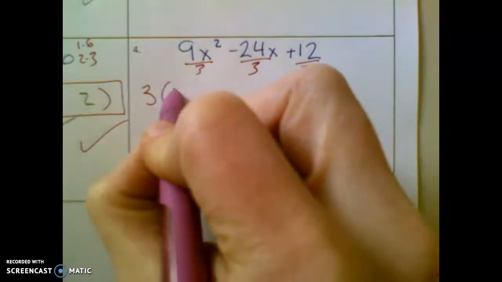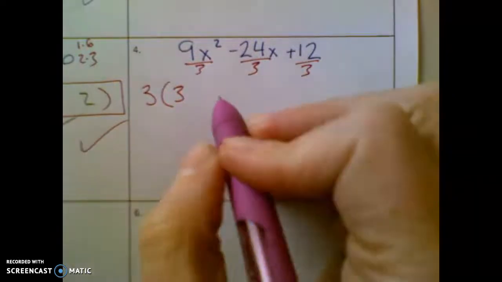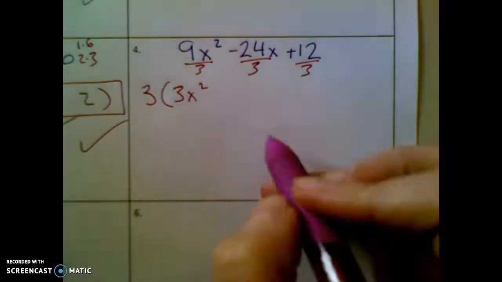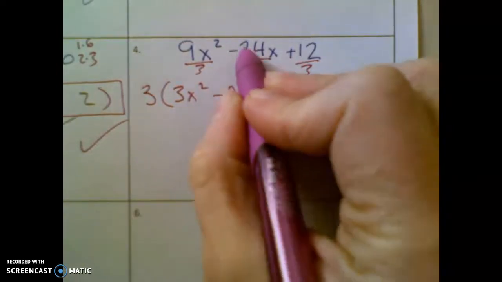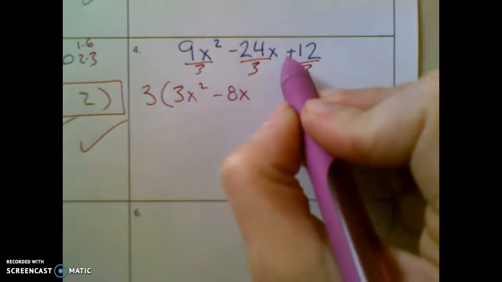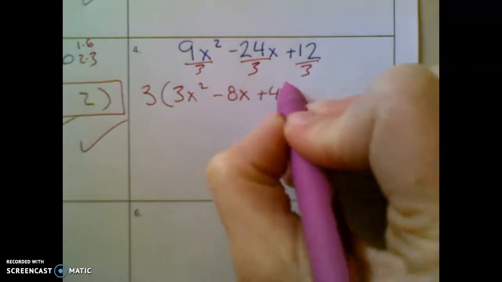9 divided by 3 is 3. I'm not taking any x's away, so I'm still going to have x squared. Negative 24 divided by 3 is a negative 8. Be careful that you actually look at your signs there. And positive 12 divided by 3 is a positive 4.